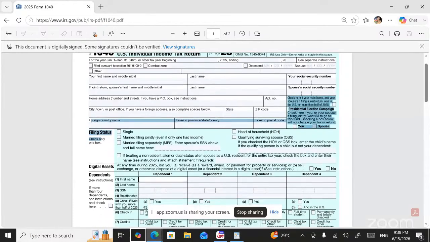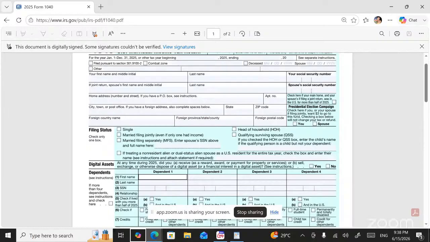Now coming to filing status. We have 5 types of status given by IRS: single, married filing jointly, married filing separately, head of household, and qualified surviving spouse. All these will be covered in subsequent chapters, might be around chapter number 4.